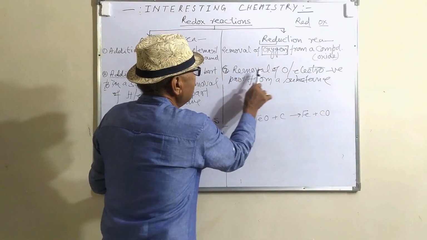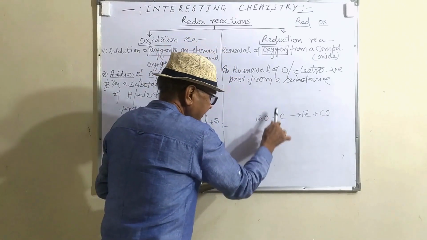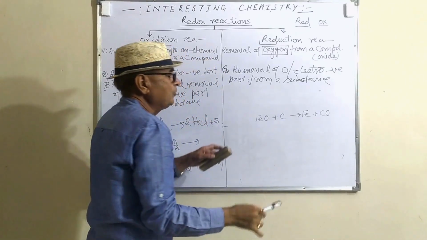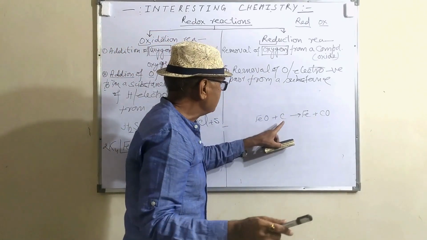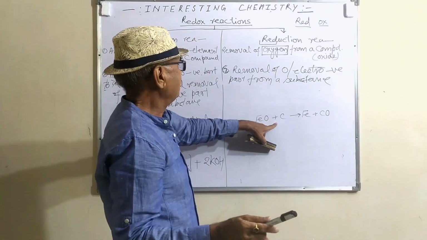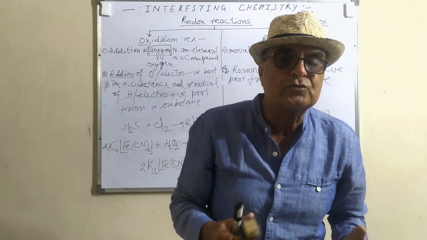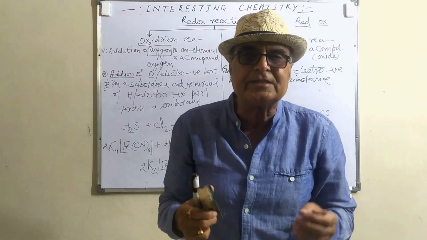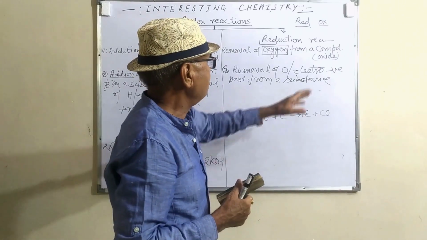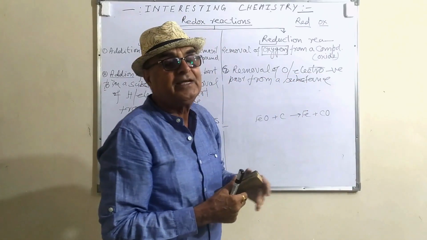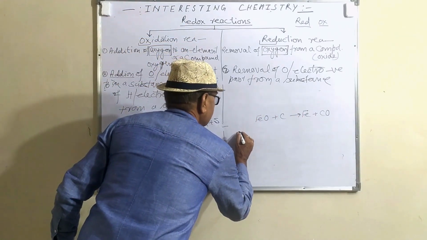So here, removal of oxygen. I have given so many examples here. You have written those examples, but now I am again telling you FeO plus C gives Fe. This is the reduction of the FeO into Fe. So with the reduction of ferrous oxide, we can extract the iron. Again, removal of electronegative part. You should remember and take an example.